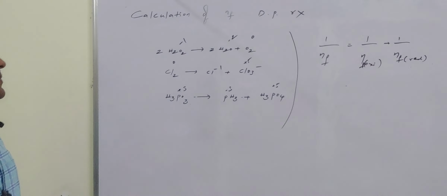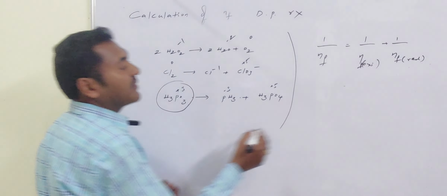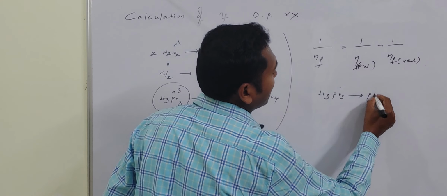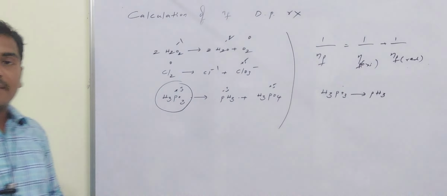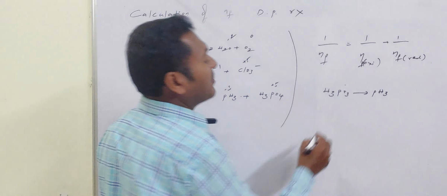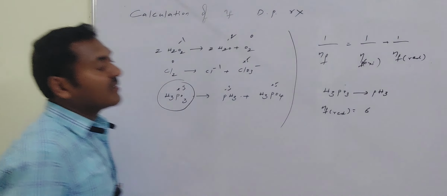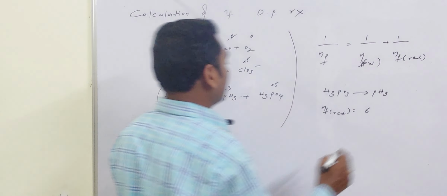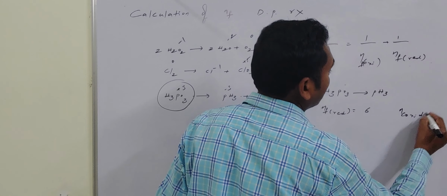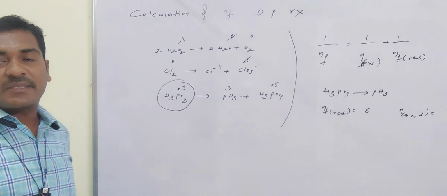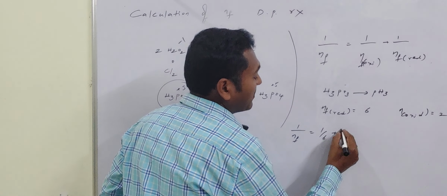Similarly, the next case, the n factor of H3PO3, can be given by, if I go for the reduction, this H3PO3 is to be converted to PH3. Whereas this is reduction, this plus 3 is converted to minus 3, hence the n factor of reduction becomes equal to what? 6. Whereas the n factor of oxidation, here 3 is converted to 5, 1 phosphorus versus 1 phosphorus. Law of conservation is maintained. So therefore that reaches as what? 2.